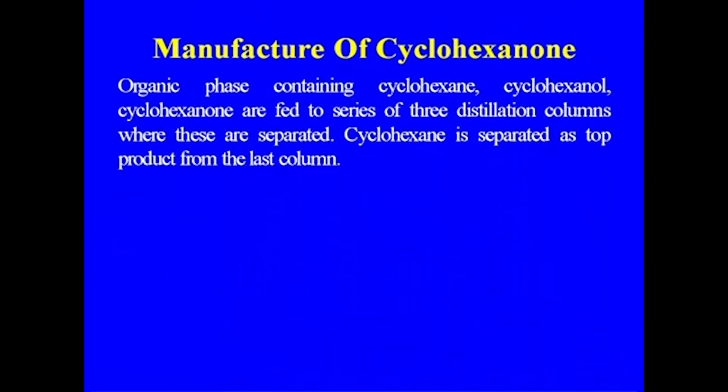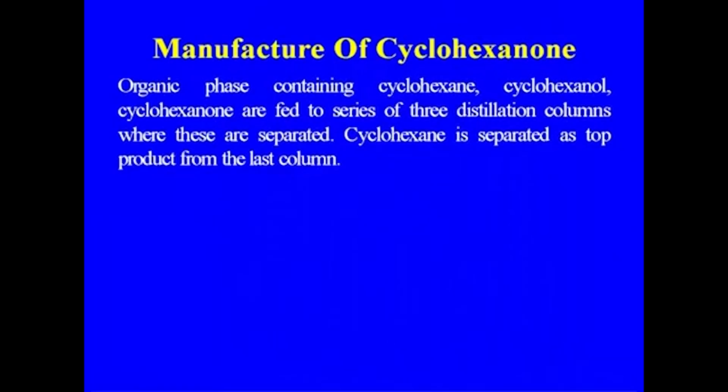The organic phase contains cyclohexanone, cyclohexanol and some unreacted cyclohexane. The cyclohexane is recycled, and the cyclohexanol and cyclohexanone are fed to a series of three distillation columns for separation, and finally we get the cyclohexane, which is again recycled, and the product, cyclohexanone, which is needed in the process.